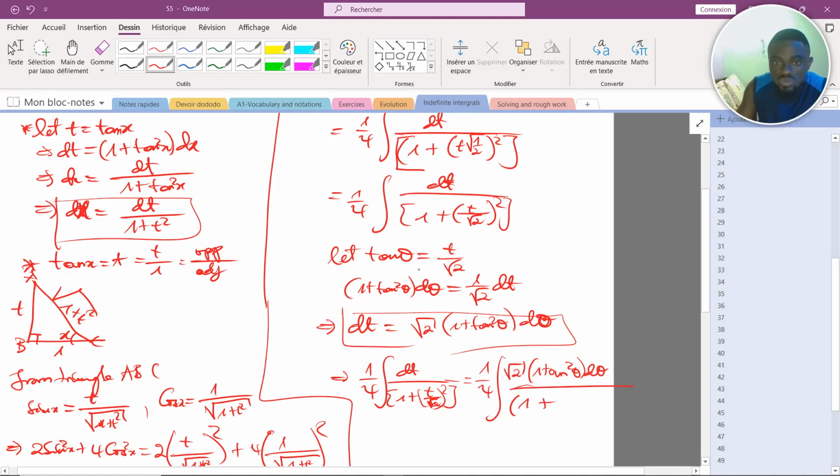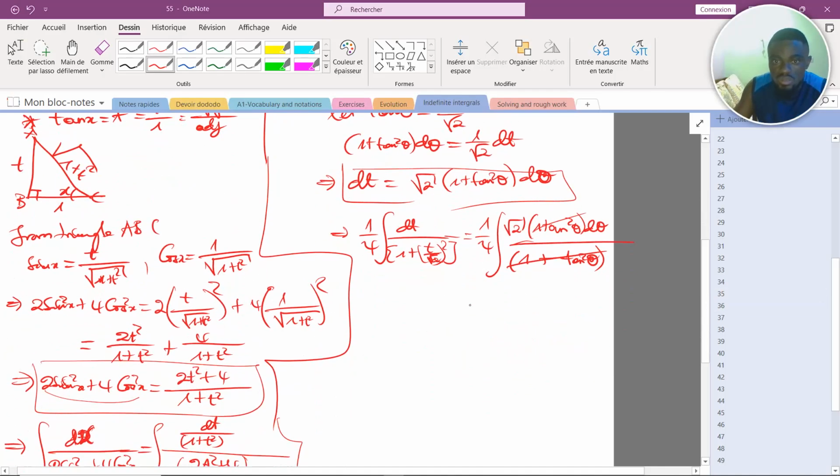T on root 2 was equal to tan theta, so this will make tan square theta. You see that this goes with this, and we are left with 1/4 integral of, no, root 2 on 4, yes, because there is root 2 here. Root 2 on 4 integral of d theta. The integral of d theta is simply theta, so we have root 2 on 4 theta plus a constant k, where k belongs to R.